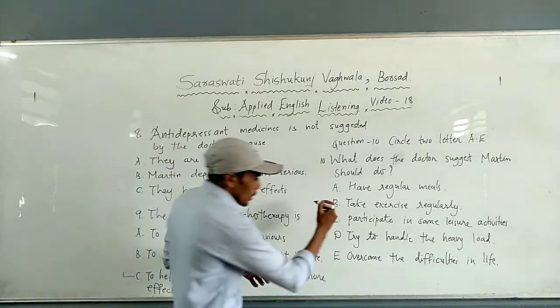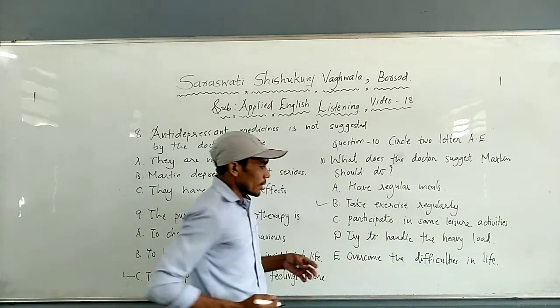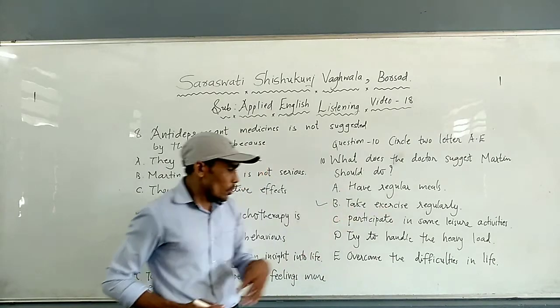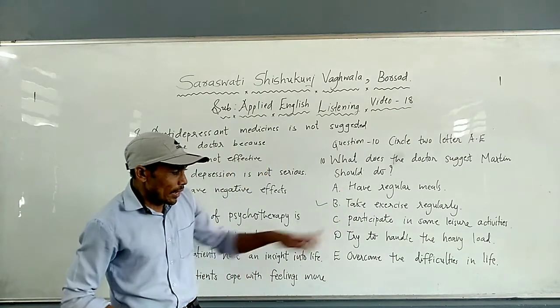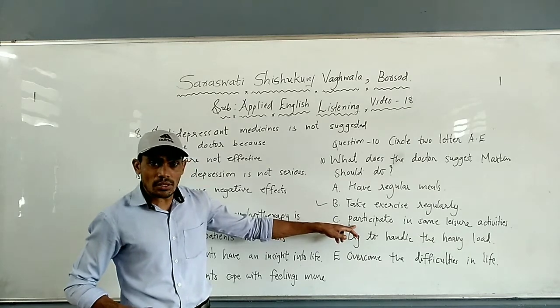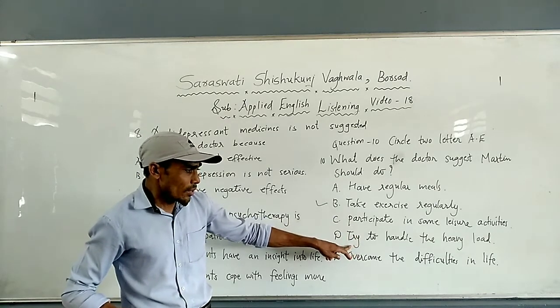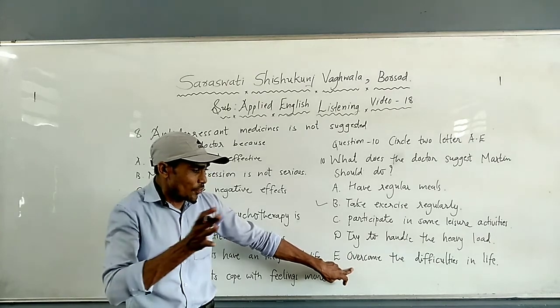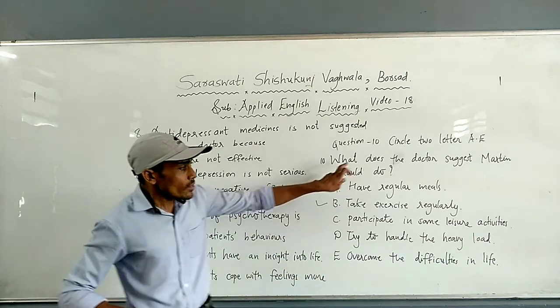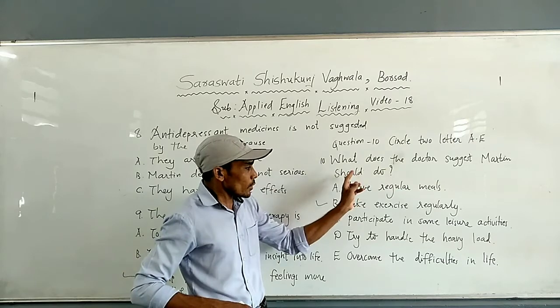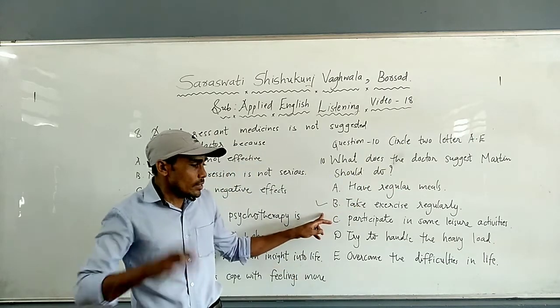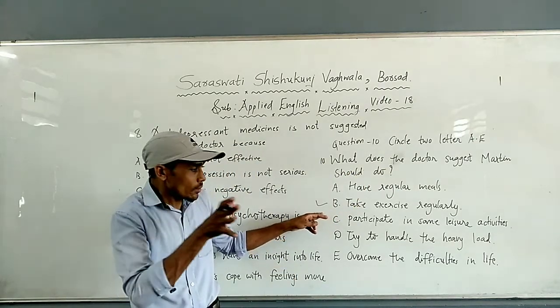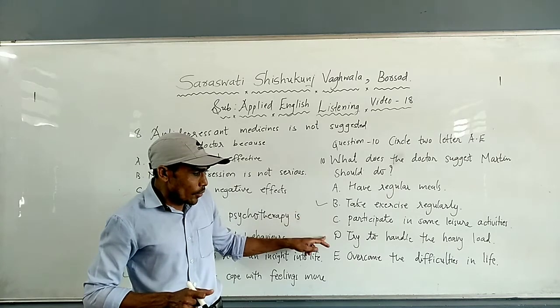Okay, so what is the right answer? Take exercise regularly and participate in some leisure activity. Try to handle the heavy load, overcome the difficulties in life. What does the doctor suggest Martin should do? So one is take exercise regularly and try to handle the heavy load.